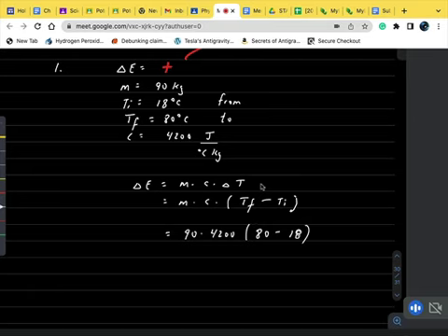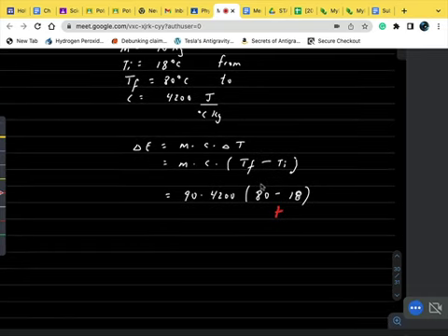Okay, so this difference here, 80 minus 18, 62, that's a positive. It's not a negative change in temperature. So that's going to give us what we expect, a positive change in energy, which means we're just adding it to the object to increase the temperature.